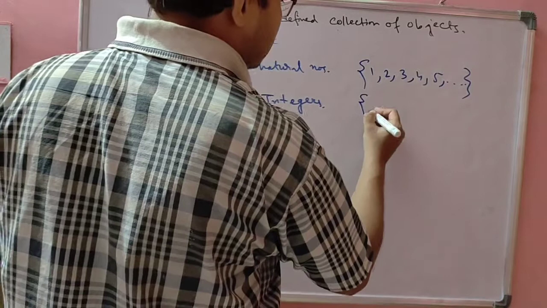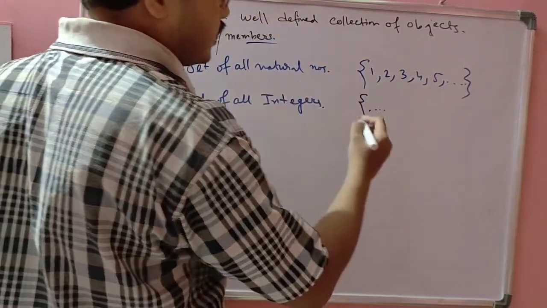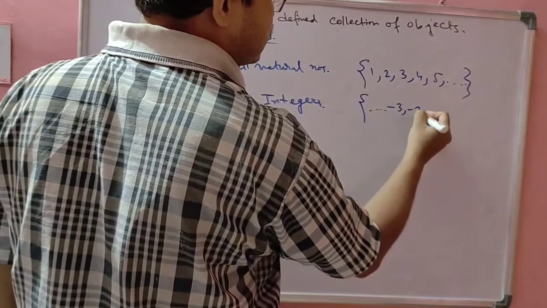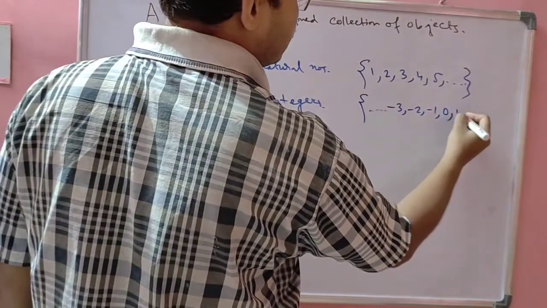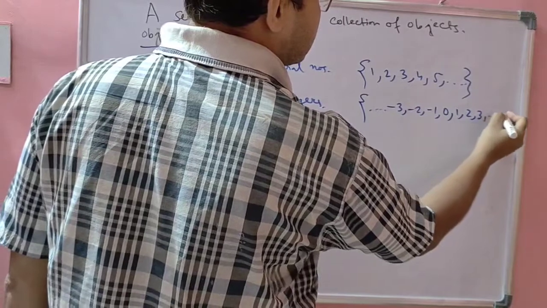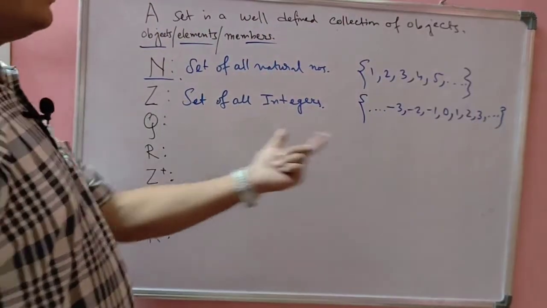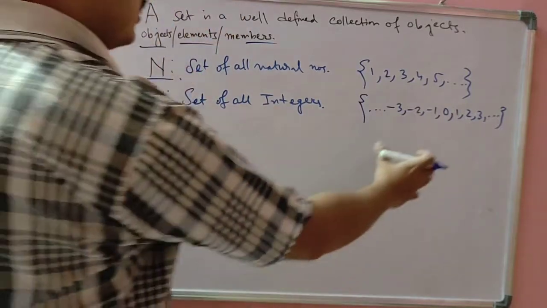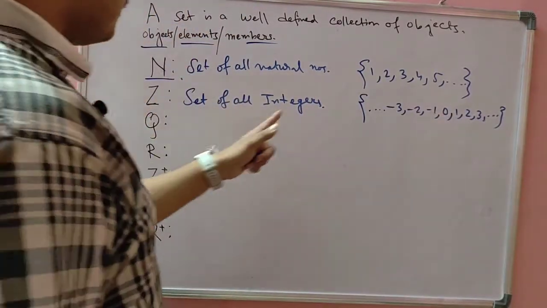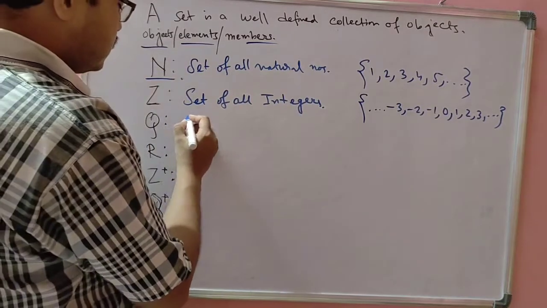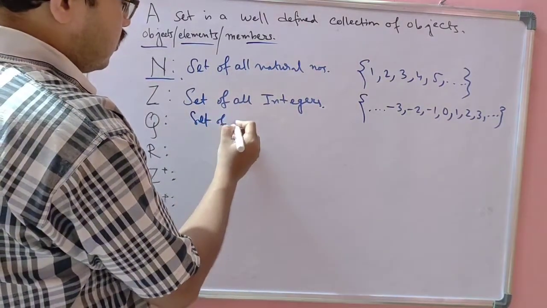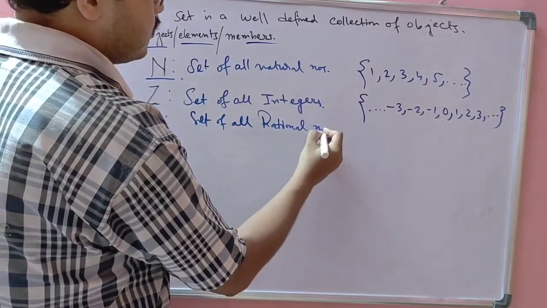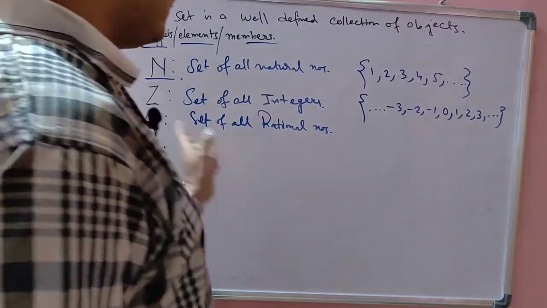What are the integers? You can take from minus infinity, like -3, -2, -1, 0, then 1, 2, 3. So these are all the integers from minus infinity to infinity. So you can see this, the set of all integers. And this is the set of all rational numbers.